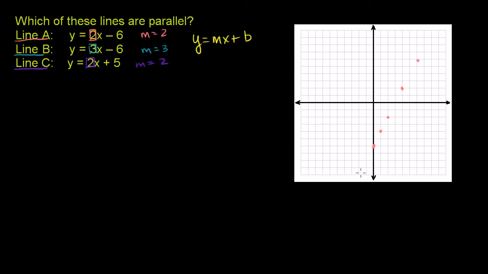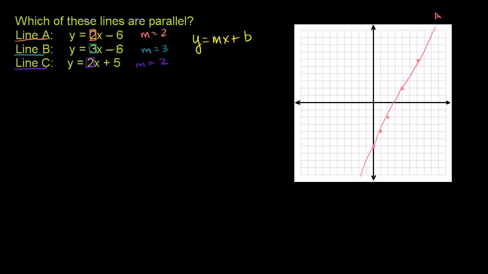So line A is going to look something like, I'll do my best to draw it as straight as possible. Line A is going to look like that. That is line A. Now let's do line B.